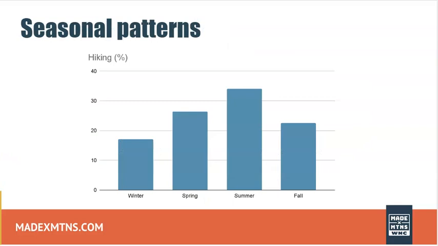There are seasonal patterns to outdoor recreation in terms of hiking. The least amount of hiking takes place in the winter, and then it increases in the spring and peaks in the summer, and then decreases again in the fall.